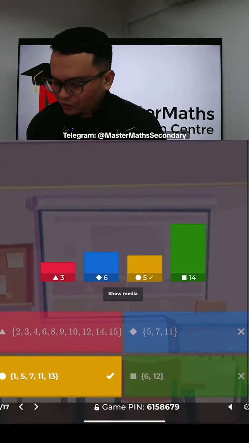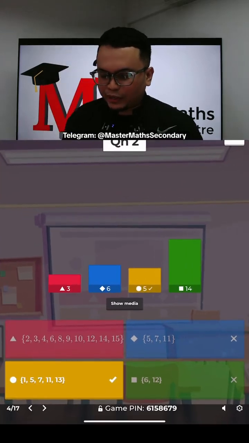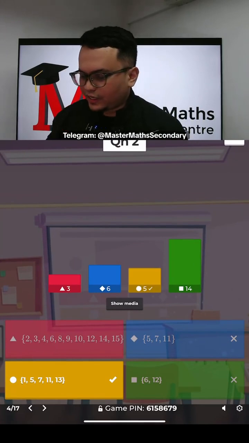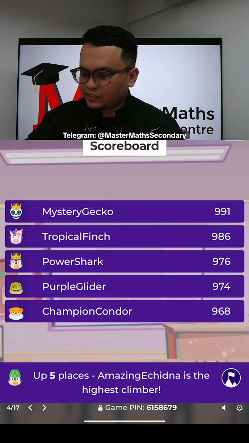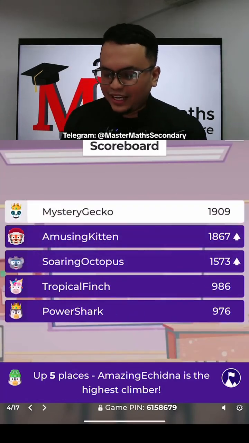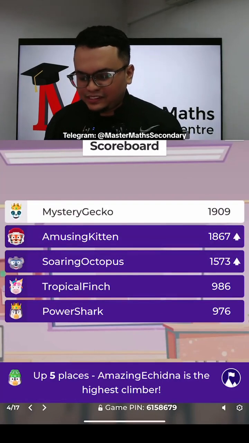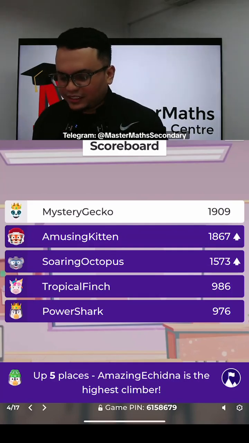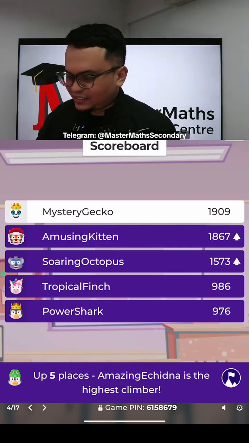Oh, not many of you got this right. What we're actually looking for is the yellow one, and only 5 of you got this right. Wow, set notation is quite challenging. Let's take a look. Any changes to the leaderboard? Yes, Mystery Gecko still keeps his or her position, whereas Amusing Kitten and Soaring Octopus now displace the others. Nice, good to see that.